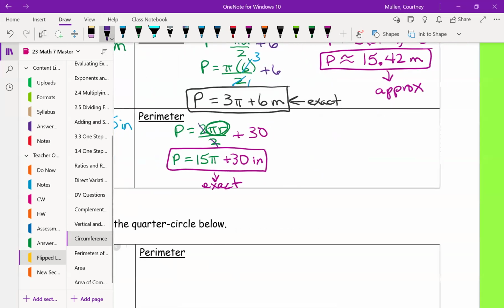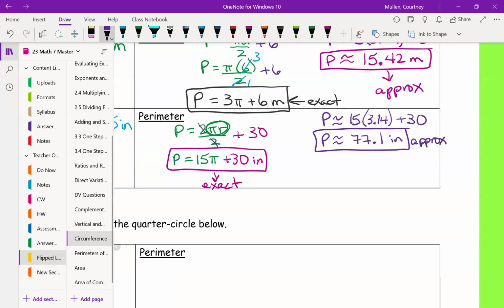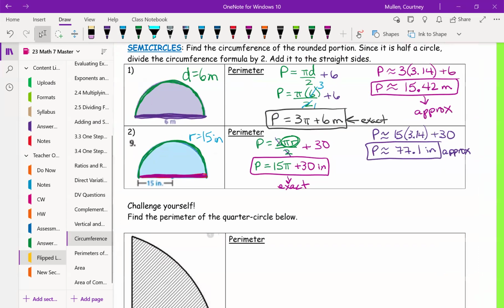To get our approximate value, we'll multiply 15 times 3.14 in our calculator, and we add on the 30. If we approximate that, let's say to the tenth, you should end up at 77.1 inches, which would be our approximate value. So remember, when we're finding perimeter, we need the rounded portions and the flat portions. If we just have a full circle, it's circumference.